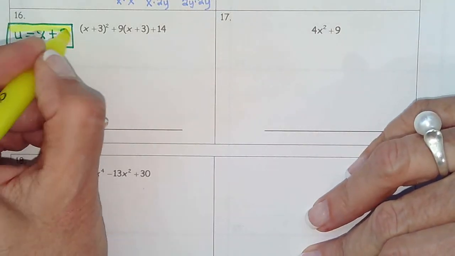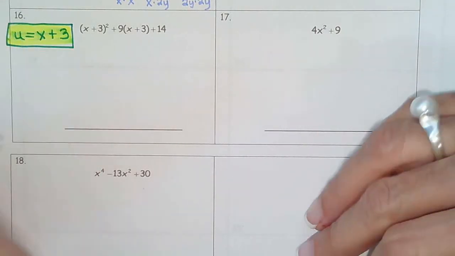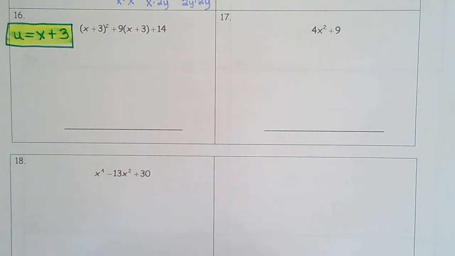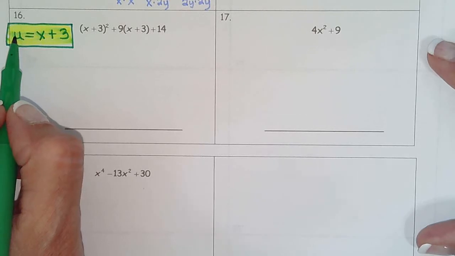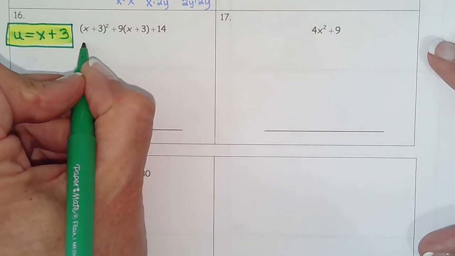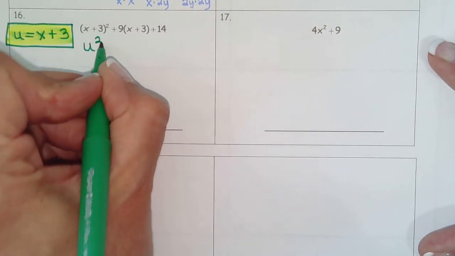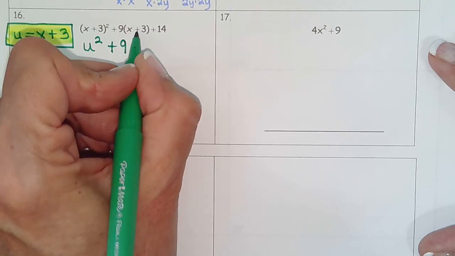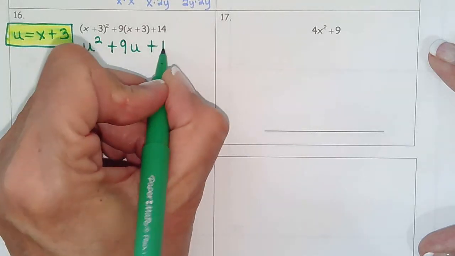So whatever is the common element, call that U. And you might even want to highlight it just so you remember at the end to plug it back in. And these are not hard. You just have to practice a couple and they get pretty easy. So everywhere you see x plus 3, replace it with U. So I see x plus 3, so I write U squared plus 9U plus 14.